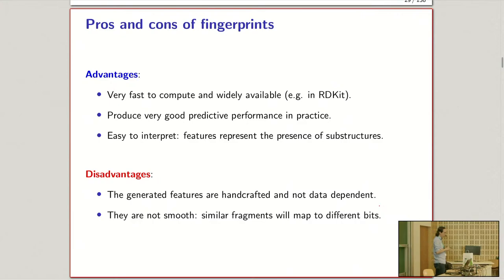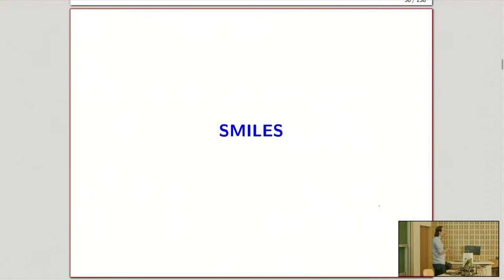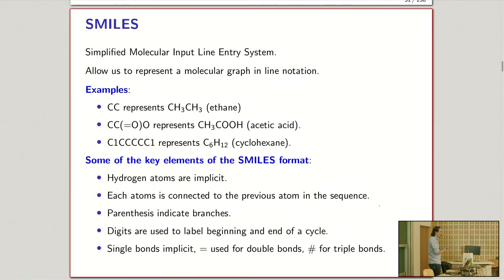Good. So we are going to see now a different representation of molecules, which is based on a serialization of your graph. You are going to encode your graph as a sequence. And this can be done using the SMILES language. This is actually quite used in computational chemistry. SMILES comes from the initials of the simplified molecular input line entry system. It's just a fancy name for this.